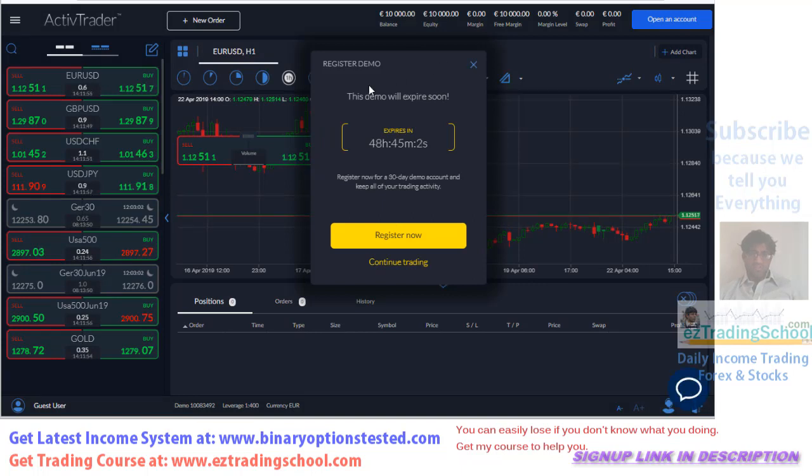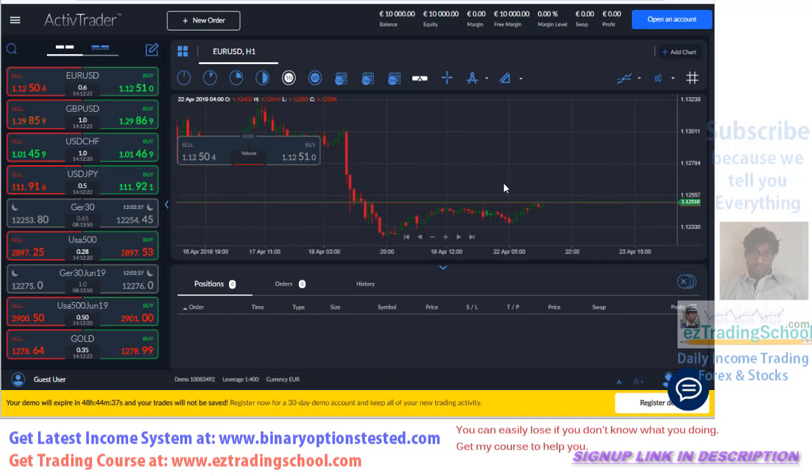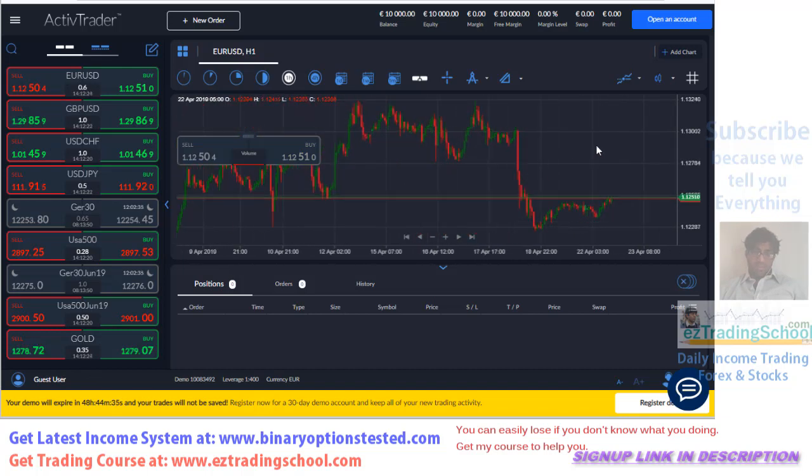Okay, so here we say the demo will expire soon. Expires in 48 hours. Register now for 30-day demo account and keep all your trade activity. Continue trading. So that means if I don't register, the account will expire in 48 hours. Otherwise, if I do register, here it says guest user, and otherwise I'll have 30 days to keep my demo account. Not to worry.